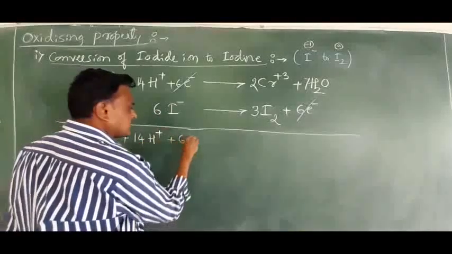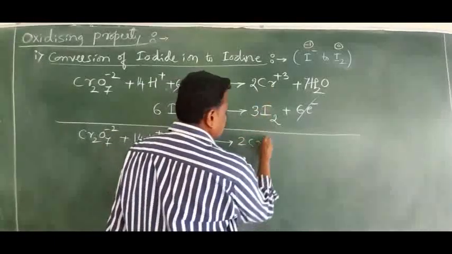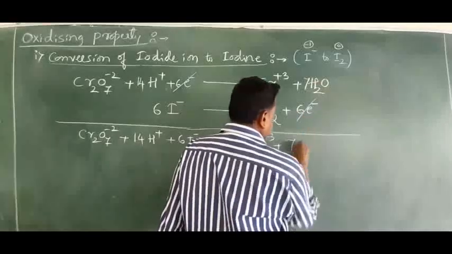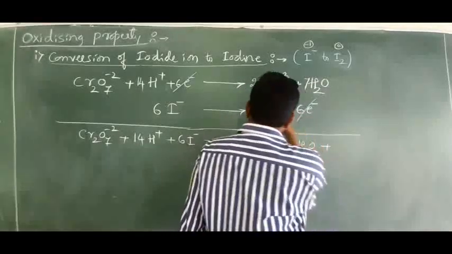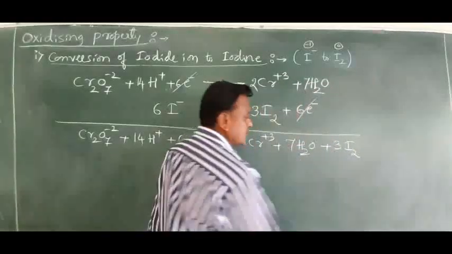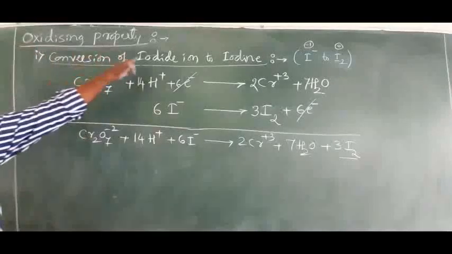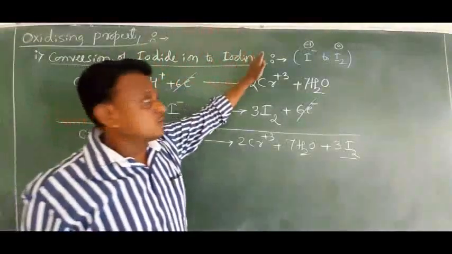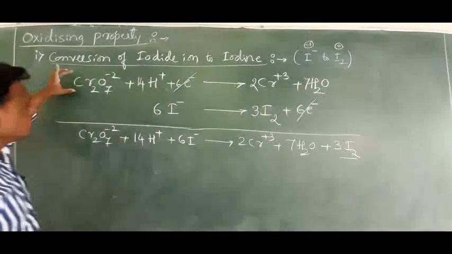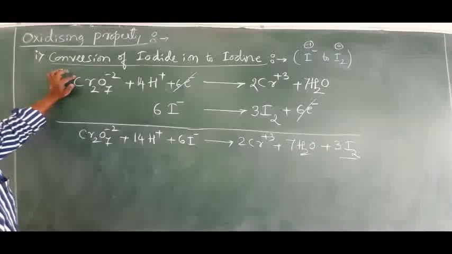Here, 6 iodide ions lead to formation of the compound 2Cr plus 3, and here the 7 H2O, and 3 moles of iodine are formed. This is our target, the conversion of iodide ion I minus into iodine I2. I repeat once again, keep practicing this reaction, the oxidizing property in electronic theory, friends.